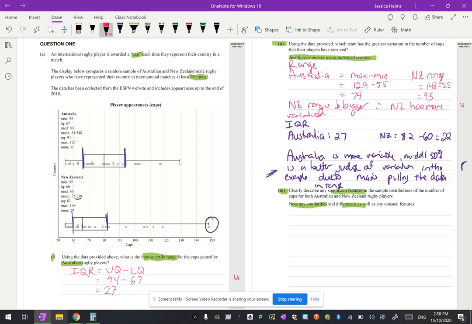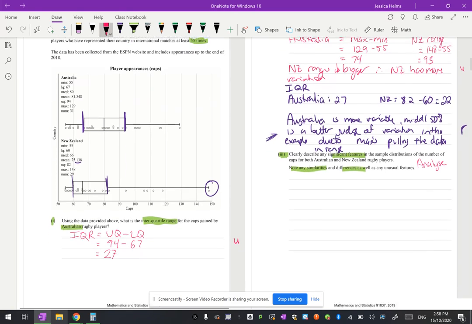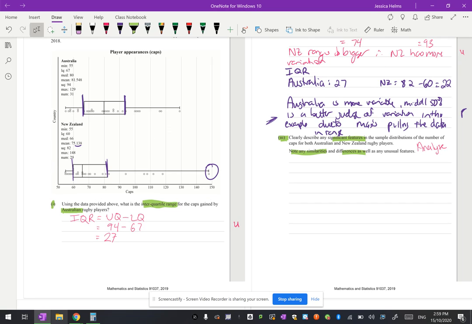All right, so this question is pretty much just asking you to analyze. If you remember back to the multivariate papers that you did, this question just wants you to look at all the different things. A list of things you could look at are shape, shift, spread, centers, and of course they've mentioned unusual features would be a good one to do too. So let's look at each of these.